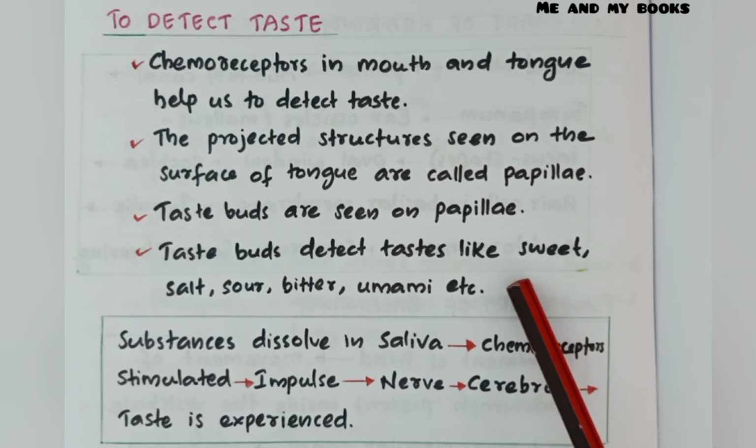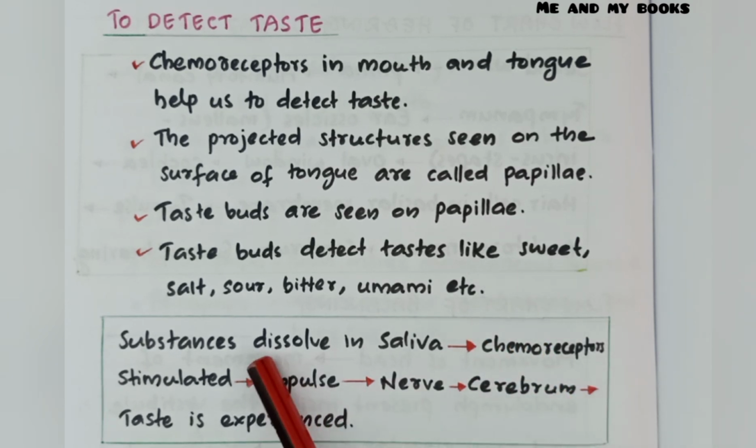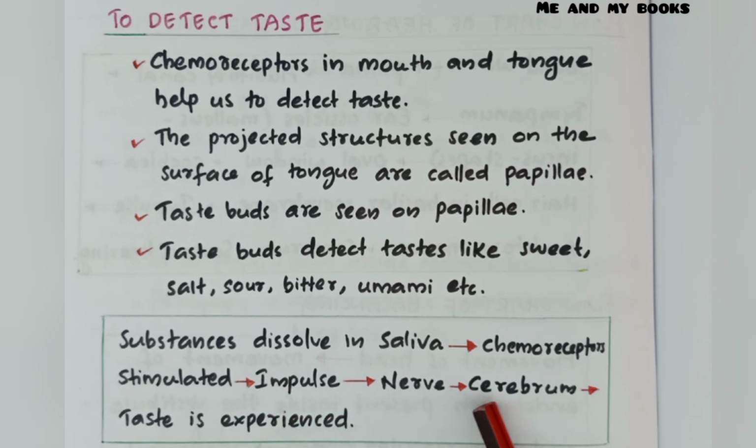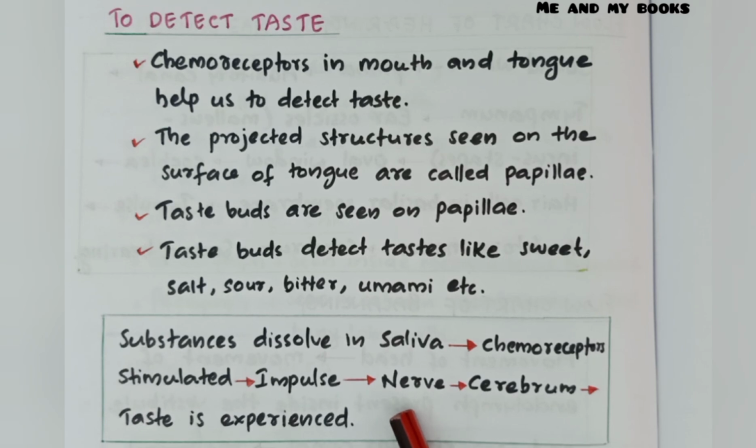Then how are we able to detect the taste? Let us see the flow chart. Substances dissolve in saliva. Chemoreceptors are stimulated. Impulse is formed, carried by the nerve to the cerebrum. So we are able to experience the taste.